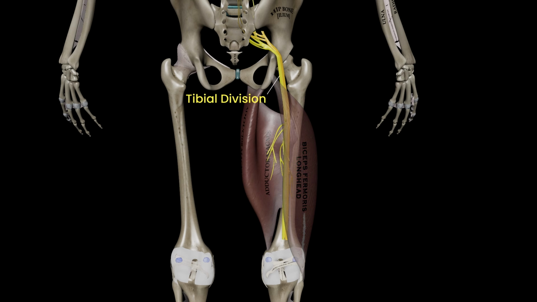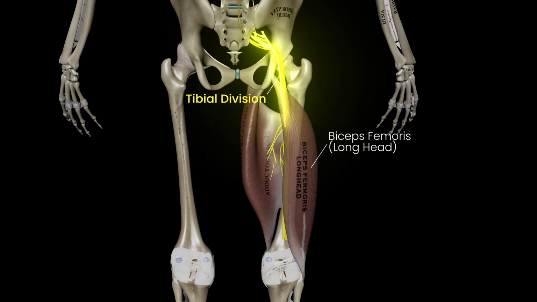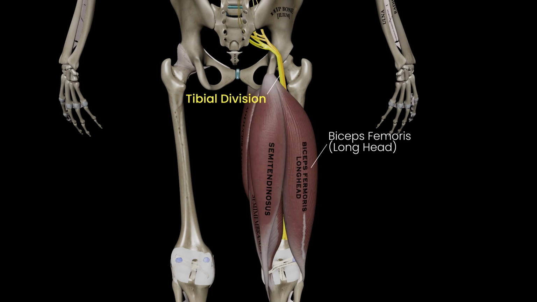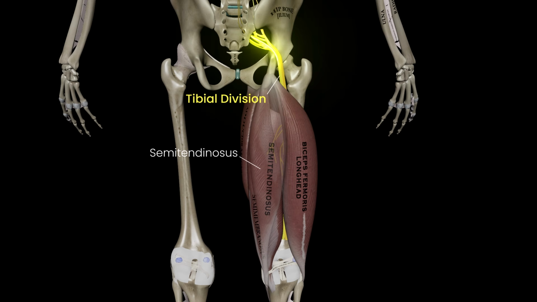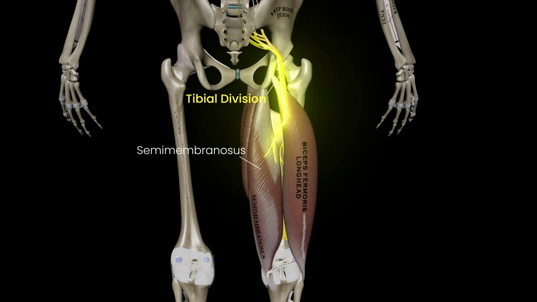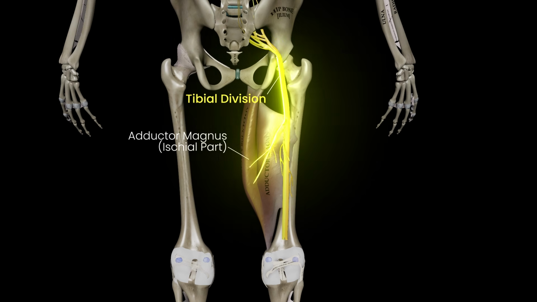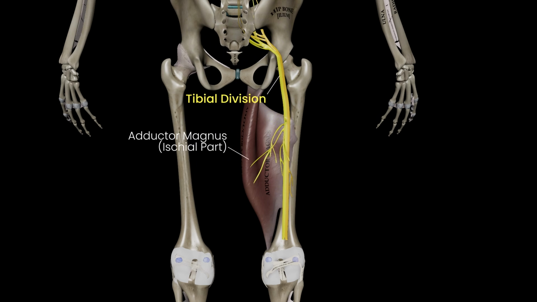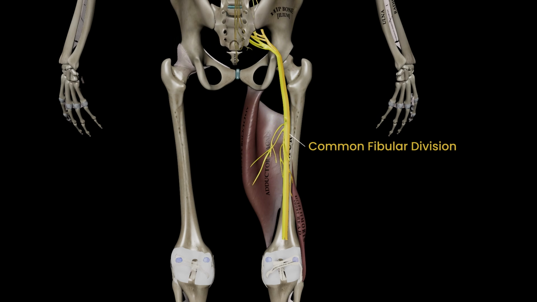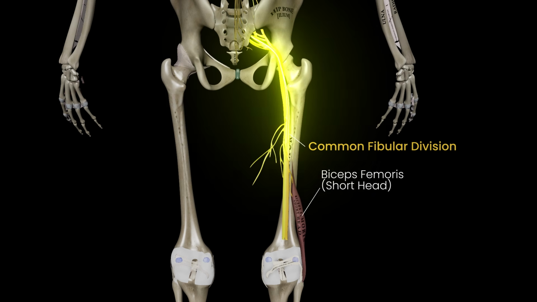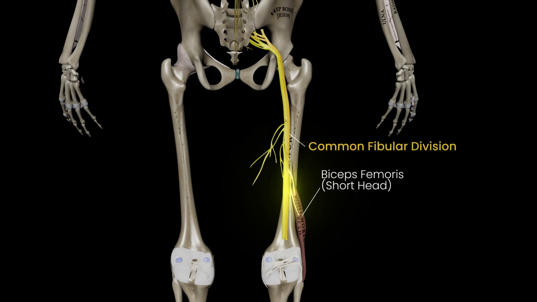Along its course, the tibial division of the sciatic nerve gives motor branches to the long head of the biceps femoris, semitendinosus, semimembranosus, and the ischial part of the adductor magnus. The common fibular division provides motor innervation to the short head of the biceps femoris.